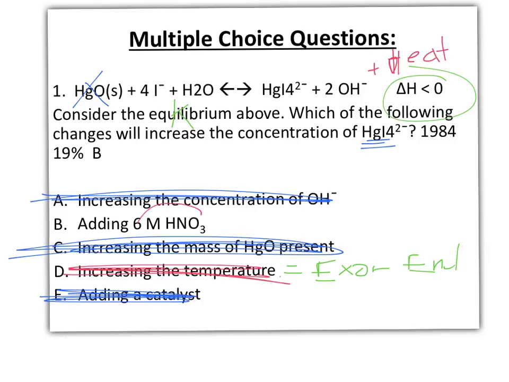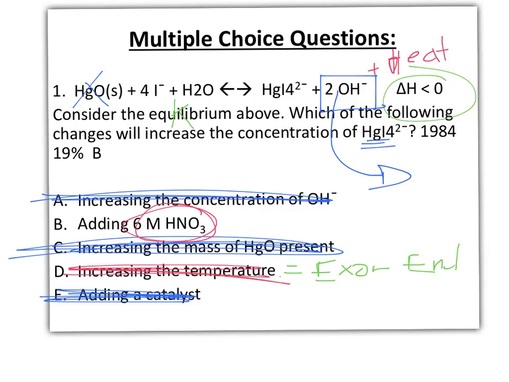If I add this nitric acid, what's going to happen to this thing right here? It's going to go away. It's going to neutralize itself. So if I throw some acid in, is it going to take some of this hydroxide out? Well, what way is that going to shift the reaction? Towards the products. So the correct answer there is B. Okay.